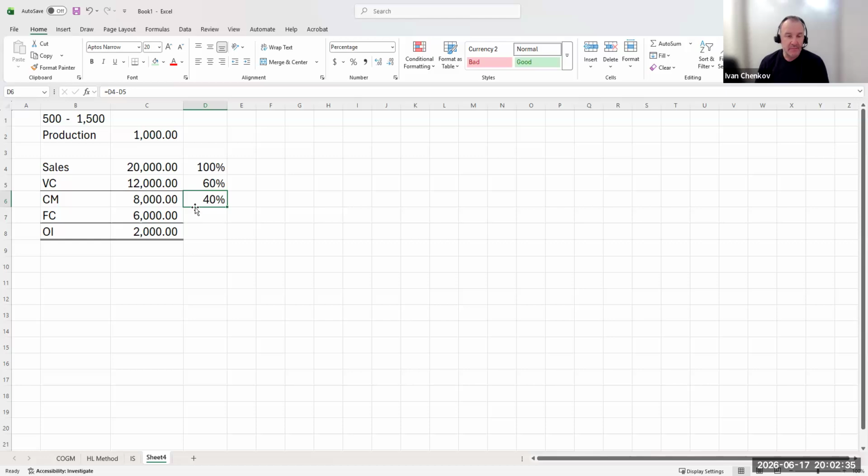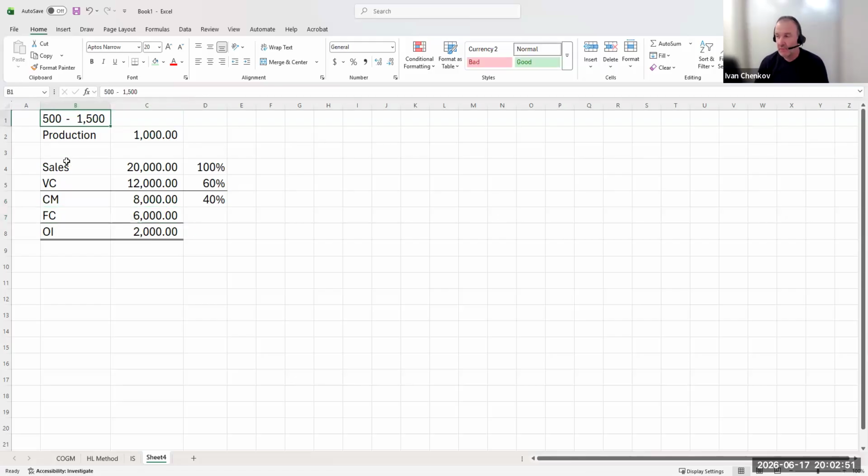Great. That's excellent. But I want stable. I want something solid. I want something that doesn't change. I already know the fixed cost is stable. Means it doesn't change within this relevant range.